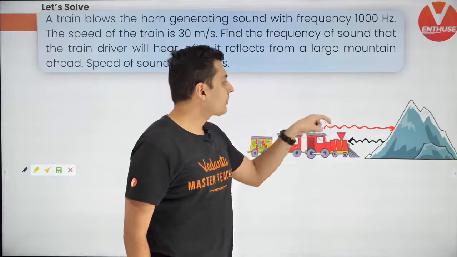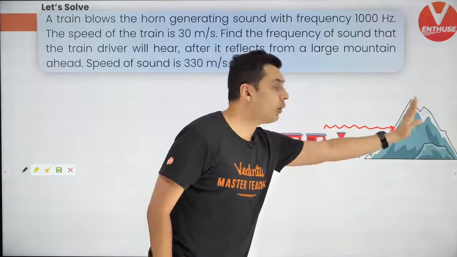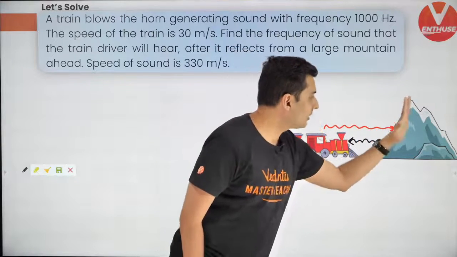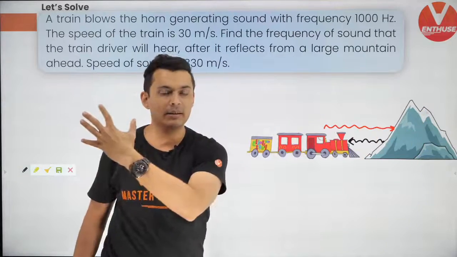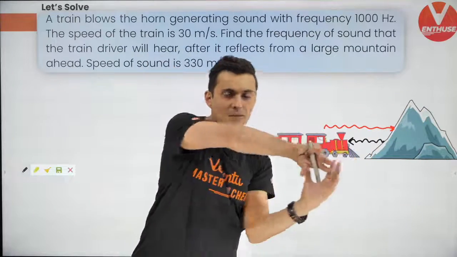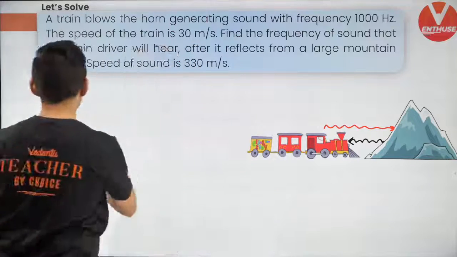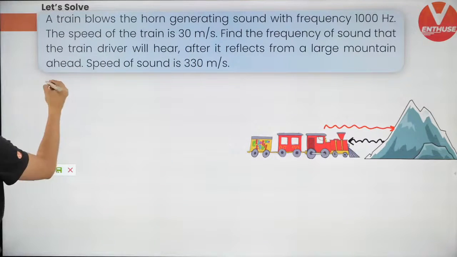When the sound is emitted from the train, it falls on the mountain. Whatever frequency falls on the mountain will be reflected back. So what is the sound frequency falling on the mountain? Let's calculate that first.